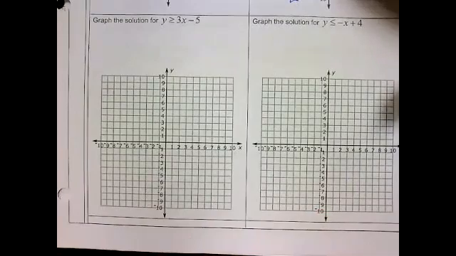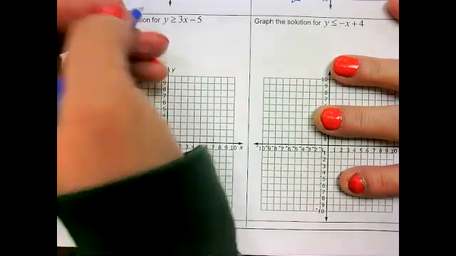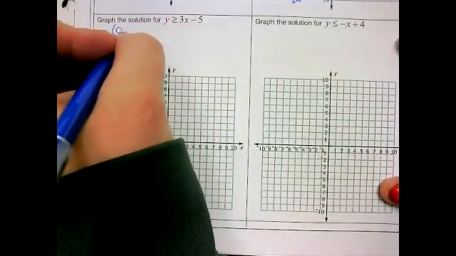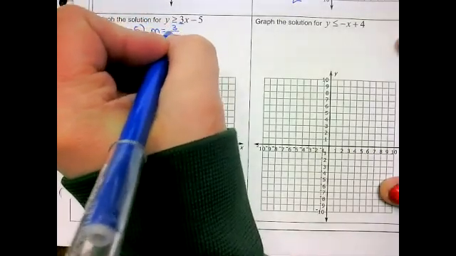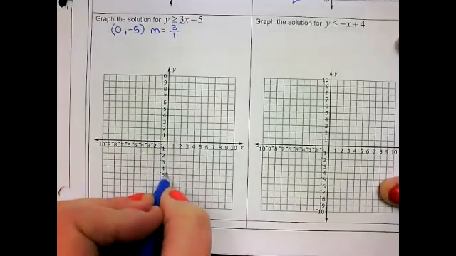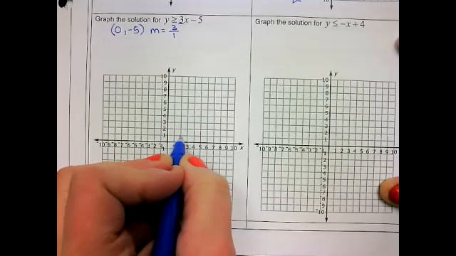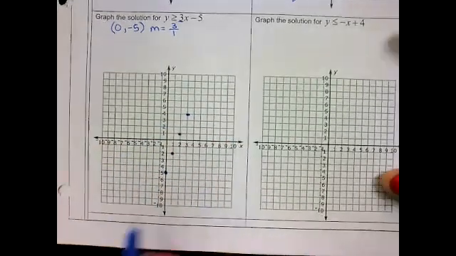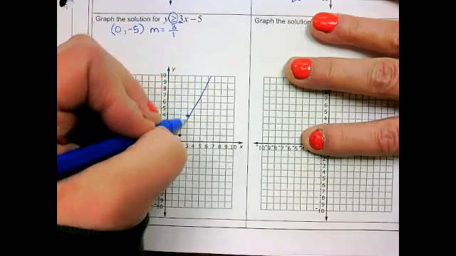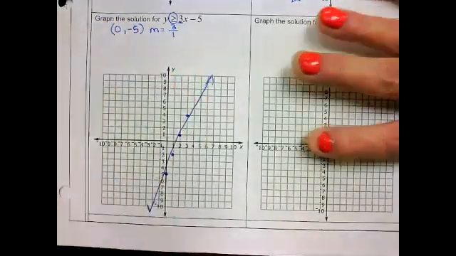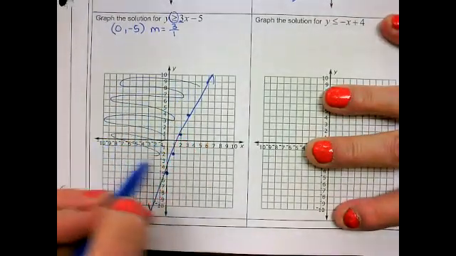Let's go ahead and graph the solution for this next problem. So y is greater than or equal to 3x minus 5. I'm going to start the same way. I'm going to find my y-intercept, 0, negative 5. And my slope here is my 3, or 3 over 1. So from 0, negative 5, I'm going to go up 3 over 1, 1, 2, 3 over 1. And it's greater than or equal to, so that's going to be a solid line. It's not a very straight line, I know. And because it's greater than, I'm shading above the line.